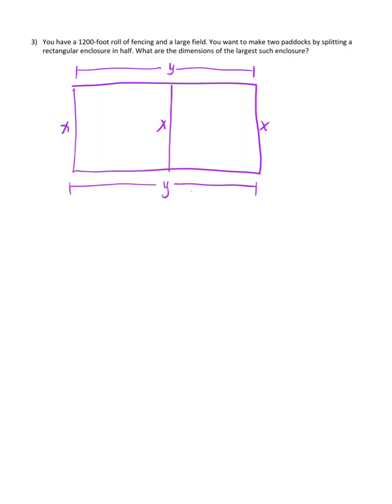So I know that 1,200 feet of fencing means that when I add up these 5 lengths, I need to get 1,200. So I have 3 X's and 2 Y's, and that needs to add up to 1,200 feet of fencing. And then my other equation is for area. The area of this whole enclosure is just X times Y. And this is the one I want to maximize.